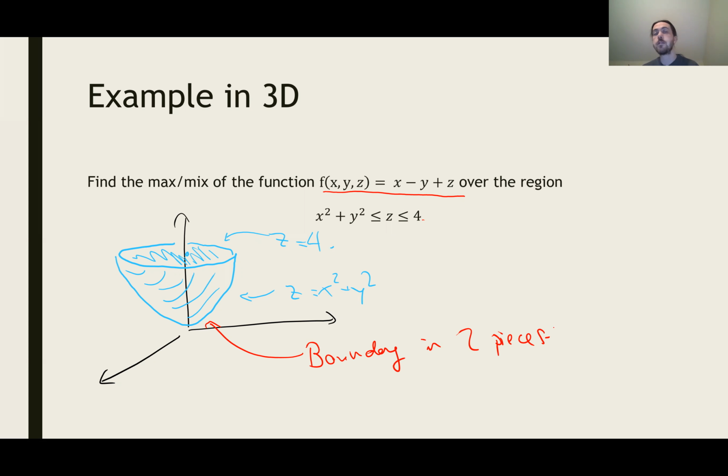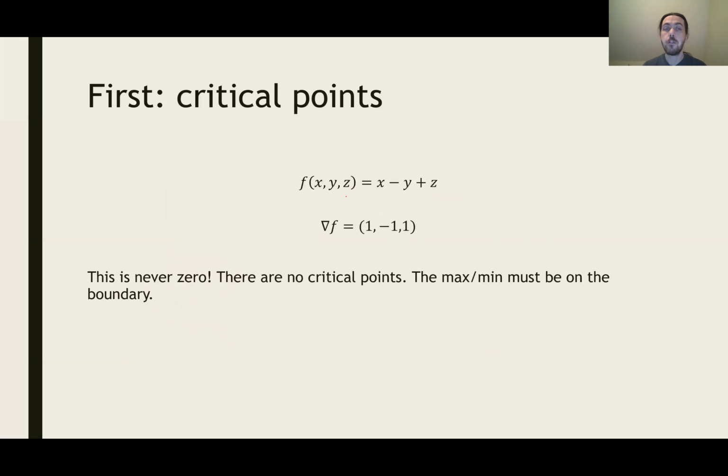So let's figure out what the biggest and smallest this function can possibly get is on this three-dimensional region. The first thing we should do is take our function and find the critical points. The critical points are when the gradient is equal to 0, but the gradient of this function is 1 comma minus 1 comma 1. There's no way that that's ever 0. In order to have a critical point, we would have to have our first component equal to 0, and our second component equal to 0, and our third component equal to 0, and that never happens. So there are no critical points.